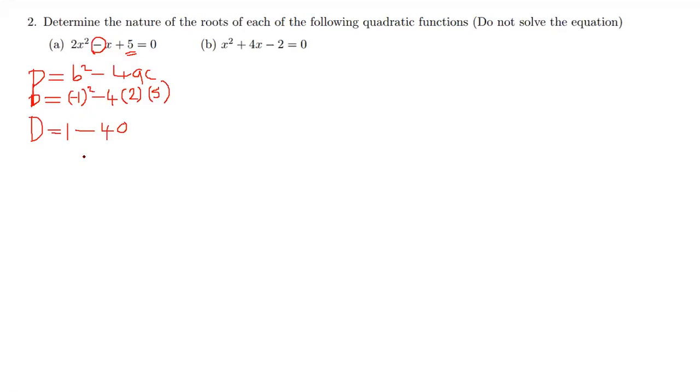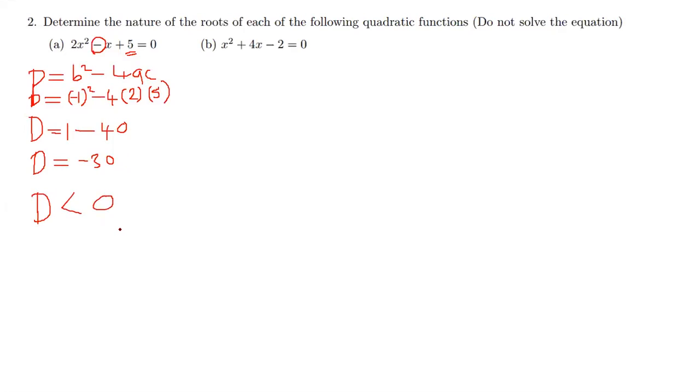So when you subtract that, you discover that this will give you 1 minus 40, which gives you -39. Let me write it this way: D is equal to -39. And we can now conclude that since D is less than 0, it has imaginary roots. Why do we say it has imaginary roots?